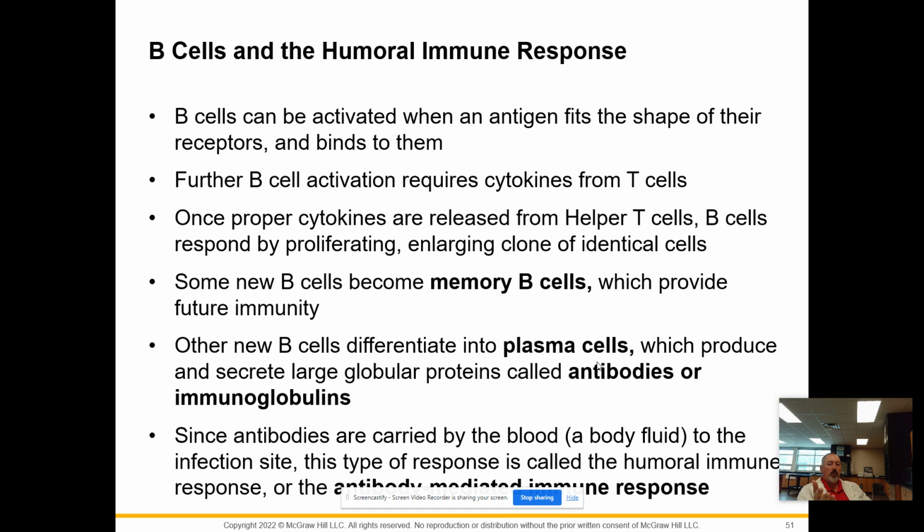So they're going to use these specialized antibodies. Antibodies are also called immunoglobulins, and there are going to be 5 different kinds of immunoglobulins. Since antibodies are carried in the blood or the body fluid to the infection site, the type of response is called the humoral immune response or antibody-mediated immune response.